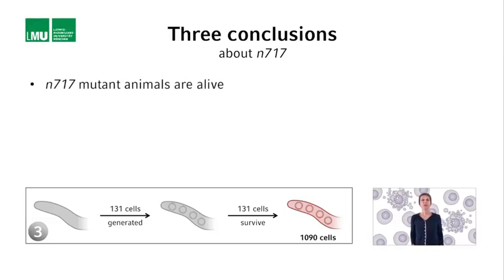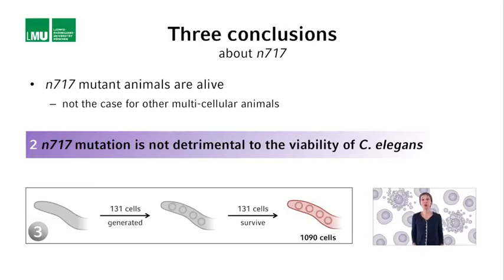Second, N717 mutant animals are alive, at least in the laboratory setting. This meant that a block in apoptosis in C. elegans is not detrimental to C. elegans development or to its viability. As we now know, this is not the case for most other multicellular animals. A block in apoptosis leads to a block in development in the case of all other animal models: the fruit fly, the zebrafish, the mouse, and of course also in the case of humans. The fact that C. elegans mutants with a block in apoptosis are alive has made the genetic dissection of this process in this model organism easier.